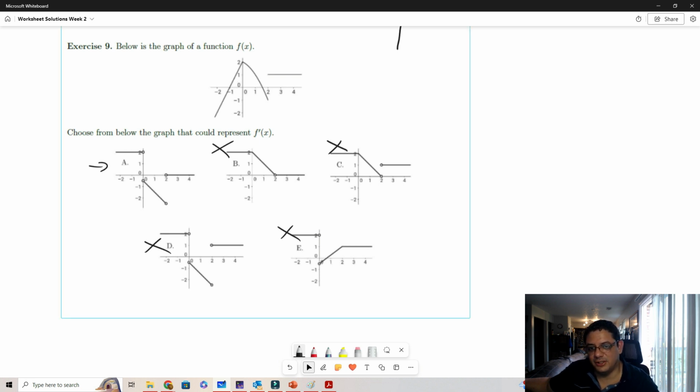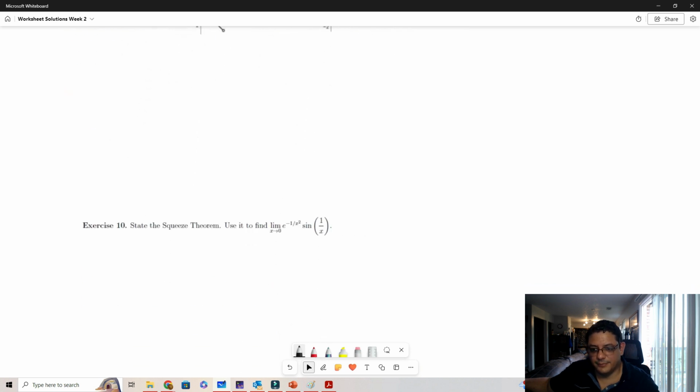Also notice that the tangent line of this is negative, it is going in this direction, and that kind of makes sense with this. It also makes sense with this, but you're going to see that the slope should be negative, and the slope of this is negative, while the slope of this one is positive. Even if the function is decreasing, the derivative is positive. So this will be the solution to exercise 9.